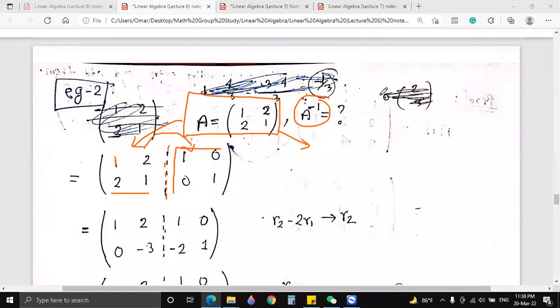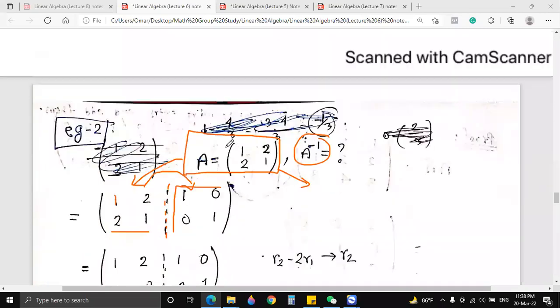So let's see another example. Here is a matrix that is A. It is a 2 by 2 matrix, and this is also a square matrix, right? Because the value of row and column, the two are same. So that's why this is a square matrix.